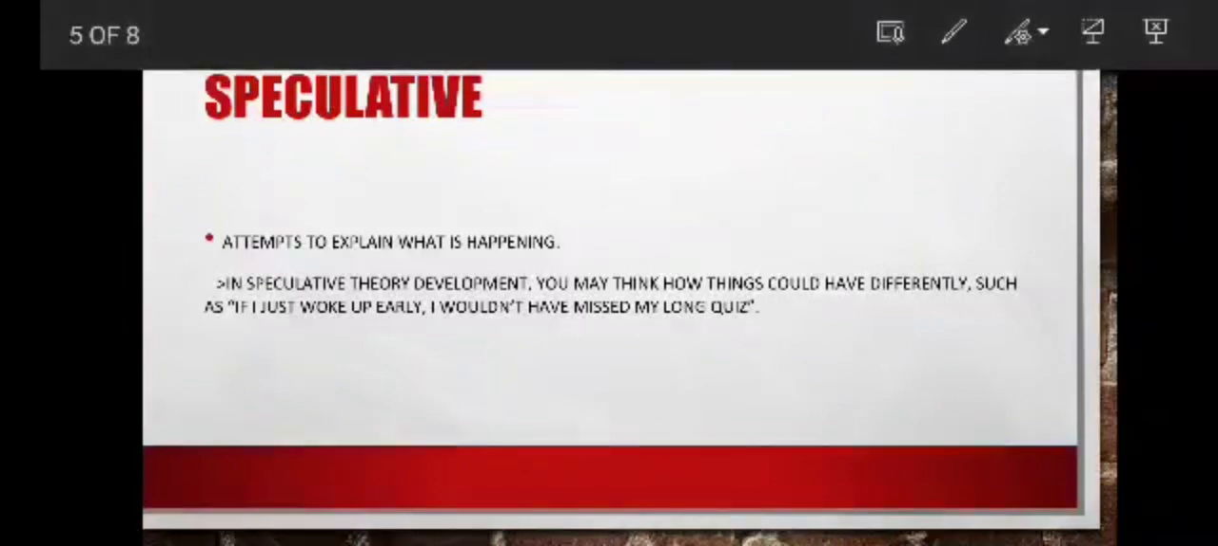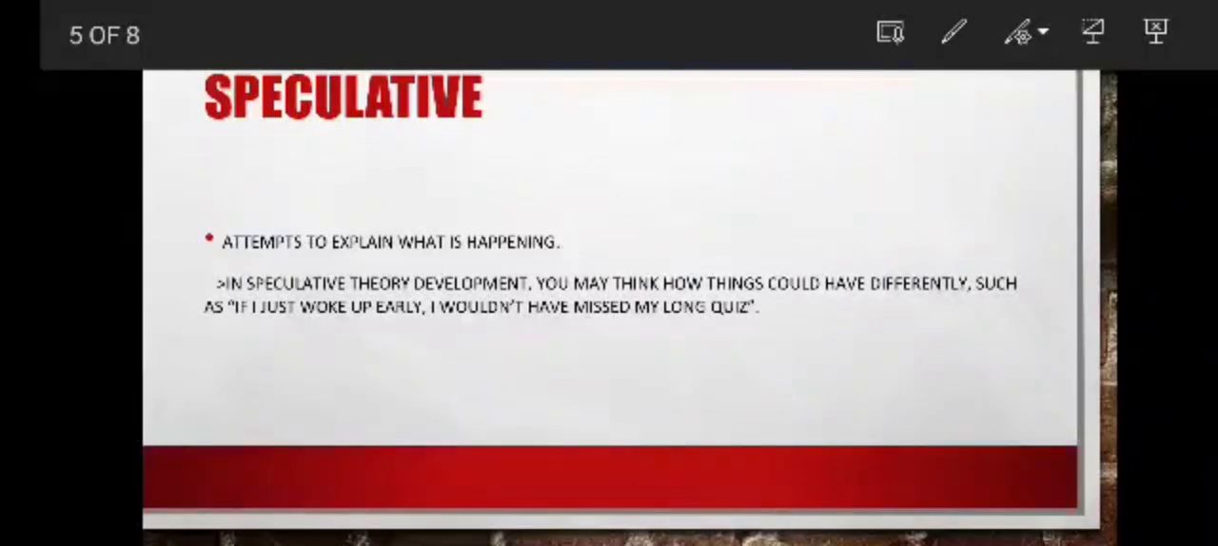Good morning. So our topic for today is all about development of theory. In this lesson, we will be discussing the stages of theory development and of course the three kinds of reasoning. So let's start with speculative. When we say speculative, it is the stage of theory development wherein the person attempts to explain what is happening.